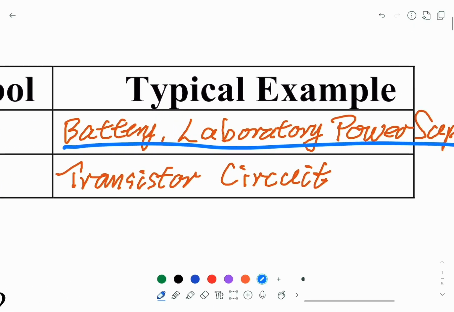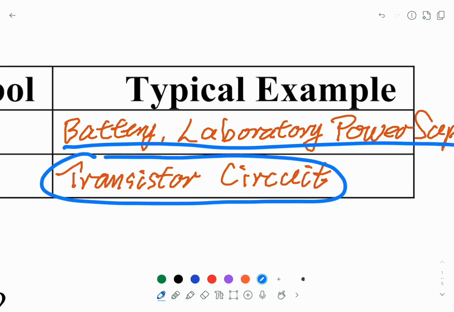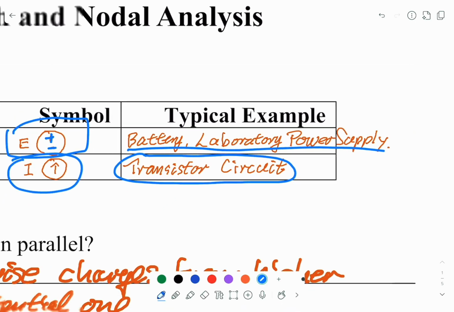And we require a complicated transistor circuit. So there's nothing very simple like a battery you can visualize. It has to be constructed by a complicated transistor circuit.